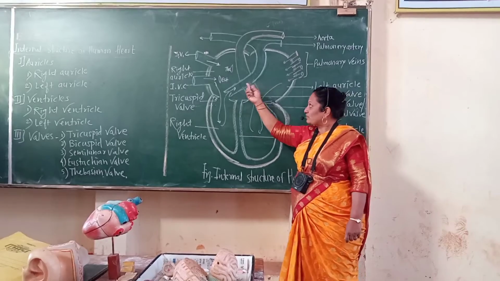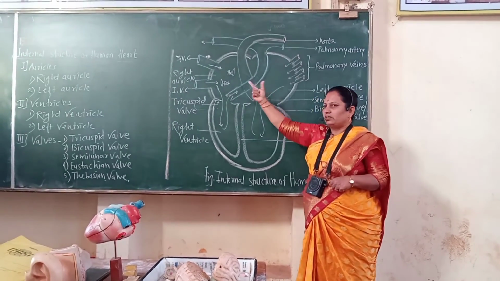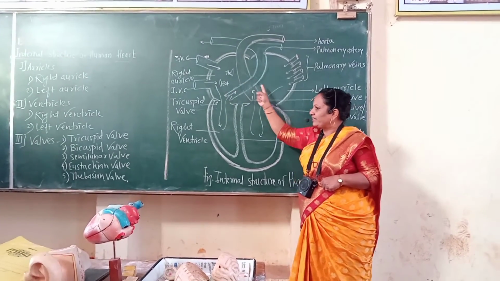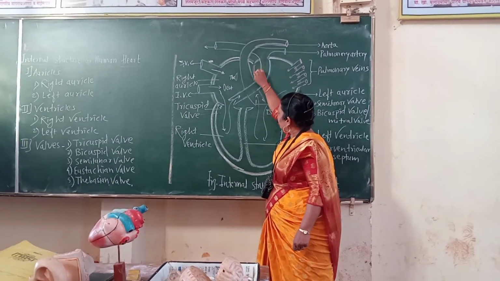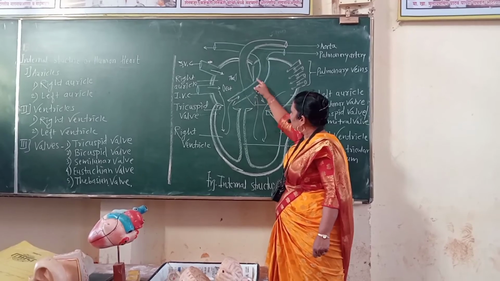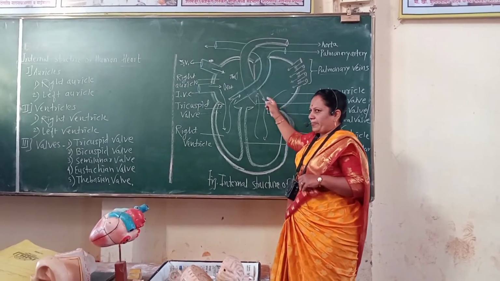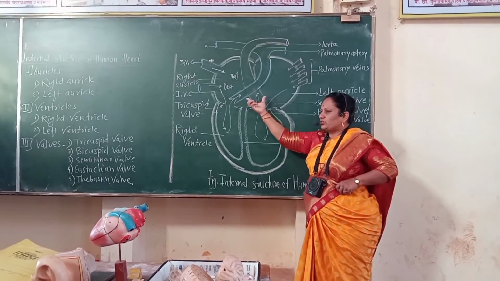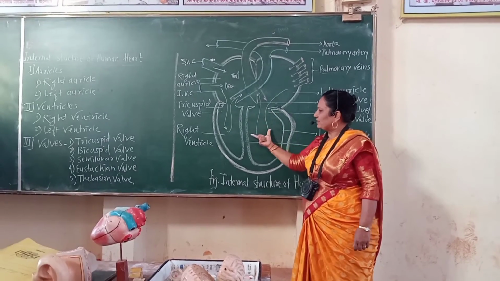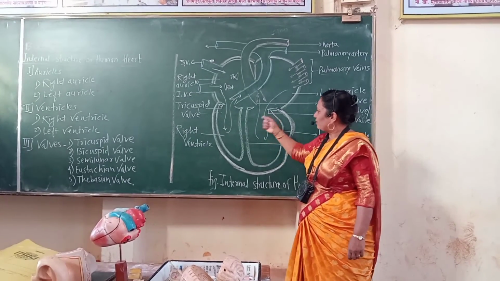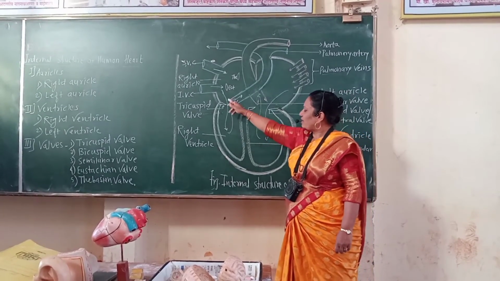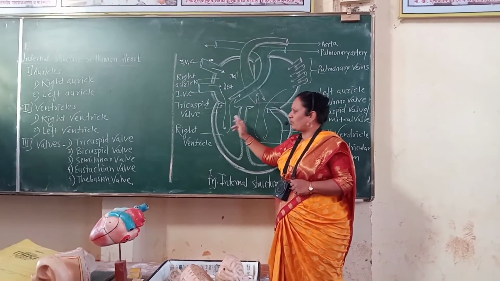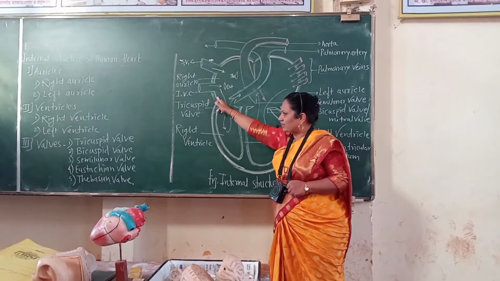At the time of diastole, the 2 auricles receive here impure blood and here pure blood. In between 2 auricles there is a partition that is called the interauricular septum. Below these 2 chambers, 2 chambers are present at the lower side, that is called ventricles. Ventricles are thicker than auricles.